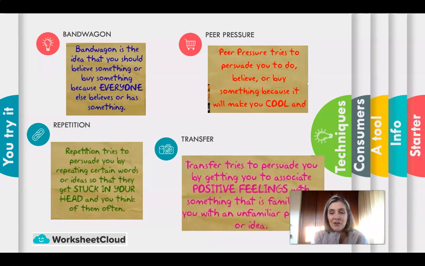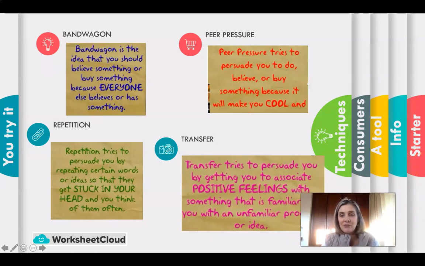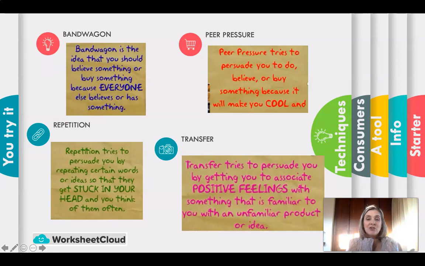And then transfer, remember, is to persuade you by getting these positive feelings. So if I think about the beach and then I see Coke, oh, I love the beach. So, I mean, I'm obviously going to love Coke. So that's how they persuade you or transfer your love of something to something else.